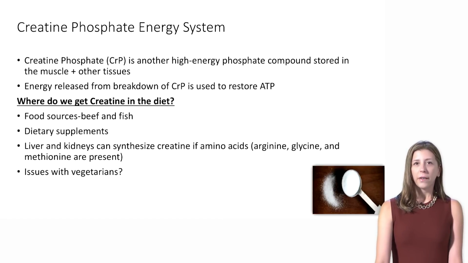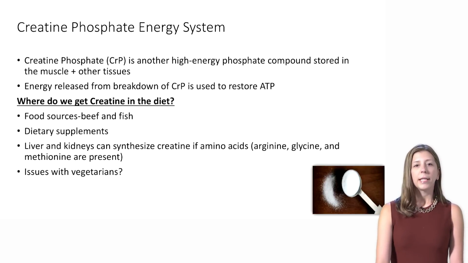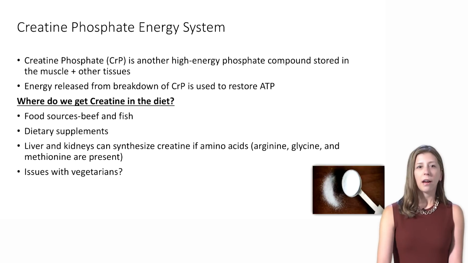So creatine phosphate, you'll see me abbreviate it as CRP, and please look for those abbreviations in Moodle and in your quizzes. It's basically another high energy phosphate compound. It's stored in the muscle and other tissues. Basically it exists because when we release energy from creatine phosphate, that can actually be used to restore ATP.